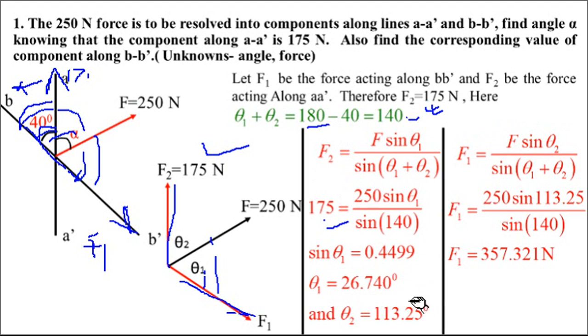After solving this, I will get the angle theta 1 as 26.74 degrees, and if you deduct this 26.74 from 140, you will get theta 2 also. So I will get both angles theta 1 and theta 2, and then to find F1 I will use the skew resolution formula: F1 is equal to F sine of theta 2 divided by sine of theta 1 plus theta 2. In this way you will get the magnitude of the force F1 as 357.321 Newton. I think you might have understood this particular concept.